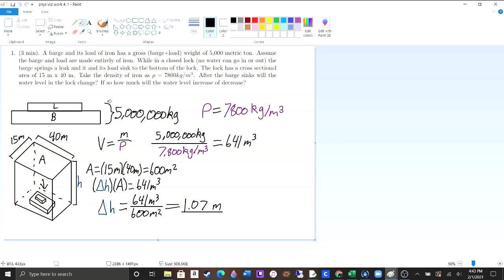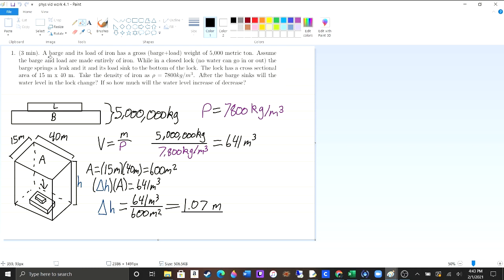And it deals mostly with taking values like density and mass and turning them into volume and height based on area and everything. So we'll dive right into that.